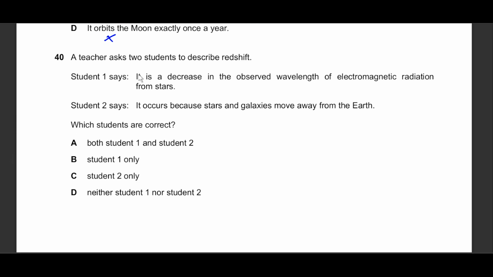Question 40. Describe redshift. So it decreases the observed wavelength of electromagnetic radiation? No, it increases the observed wavelength, because everything is moving away from you. So the frequency reaching you decreases and the perceived wavelength increases. It occurs when galaxies move away. Yes, this is true, so student 2 is the only one correct. That is all for today.